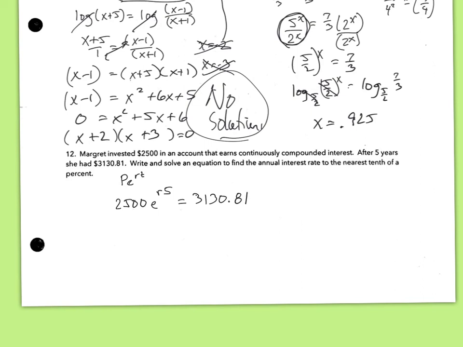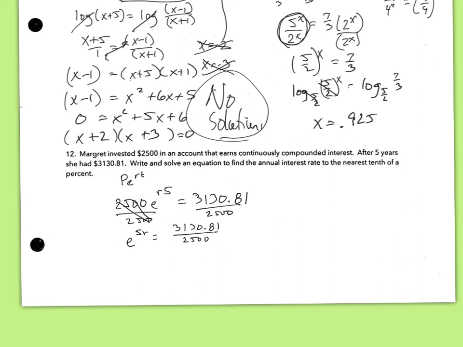Okay, let's divide by the 2,500. I'm going to leave it like that. I don't like to write decimals over and over again. I don't want to round in the middle of the problem. So we have e to the 5r is equal to this fraction, 3130.81 divided by 2,500. You round right here, you just messed up the problem, so don't do it.